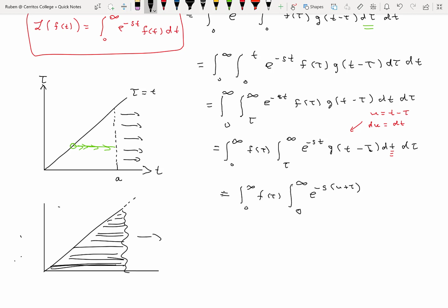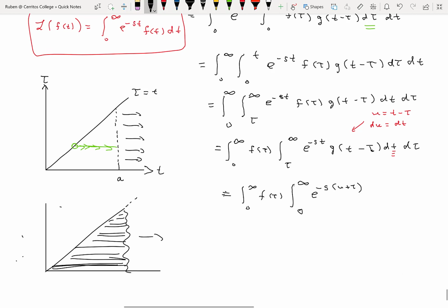All I did is I solved u equals t minus tau for t. So then this is kind of nice. g of u and dt is du, and then with respect to tau. So that innermost integral still looks a lot like a Laplace transform, except now we have another little problem. The e to the minus s is great. It needs to be e to the minus su if we're to produce a Laplace transform.